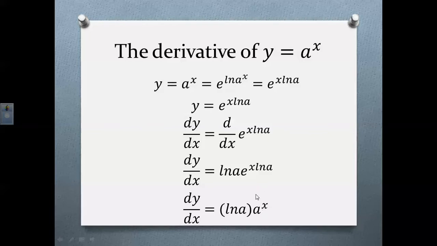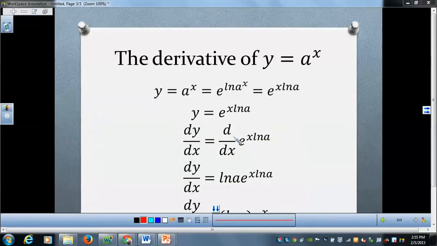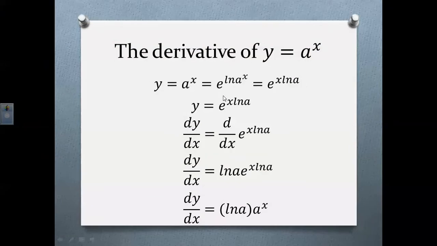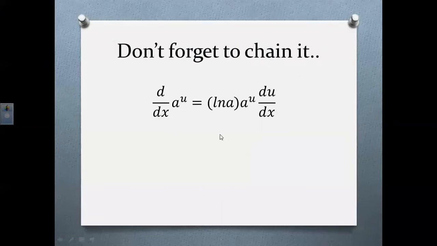Now notice how this still works and still follows our rules. What about this guy? We already have a rule for this. Y prime would be the natural log of e times e to the x, and the natural log of e is 1. So it still fits the rule we have developed for exponential functions. Once again, don't forget to chain it. If we have a to the u, you're going to have the natural log of a out front, because that's part of the definition of the derivative of our exponential function. But then we also have to multiply by our du dx piece.